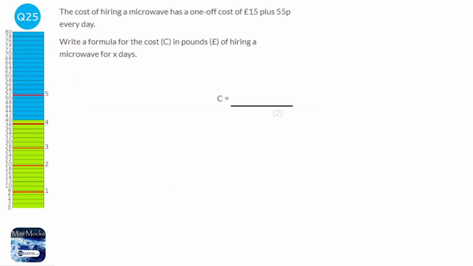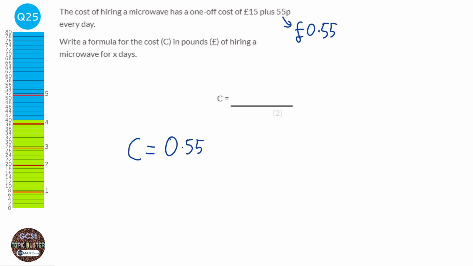140.06. So we're looking to write a formula for the cost in pounds of hiring a microwave for X amount of days. So the cost is C, so it's going to be C equals, and it says it's going to be 55 pence a day. Now, it wants the answer in pounds, so we need to convert this 55 pence into pounds. So that's going to be 0.55. And it's going to be 0.55 times the amount of days. Well, it says the amount of days is X. So it's going to be 0.55x.